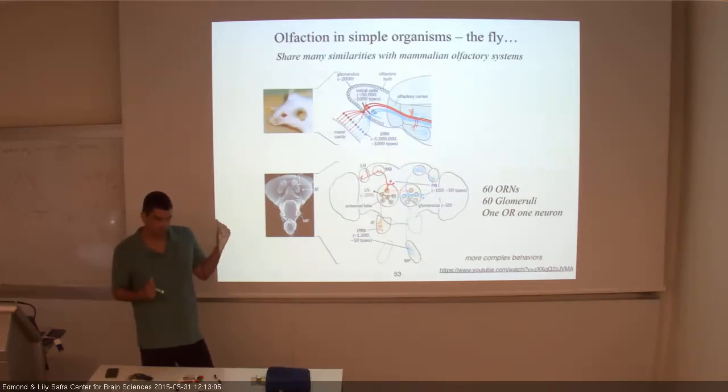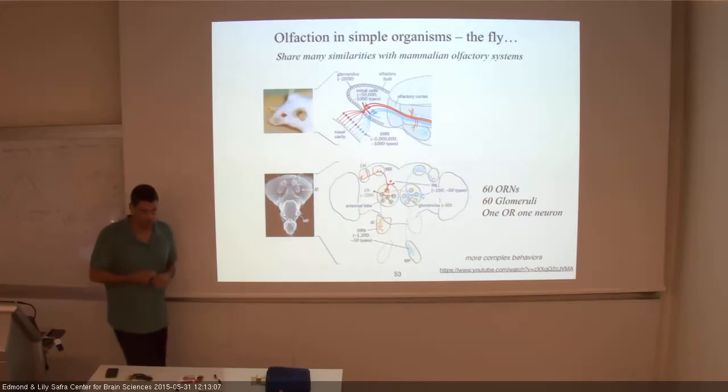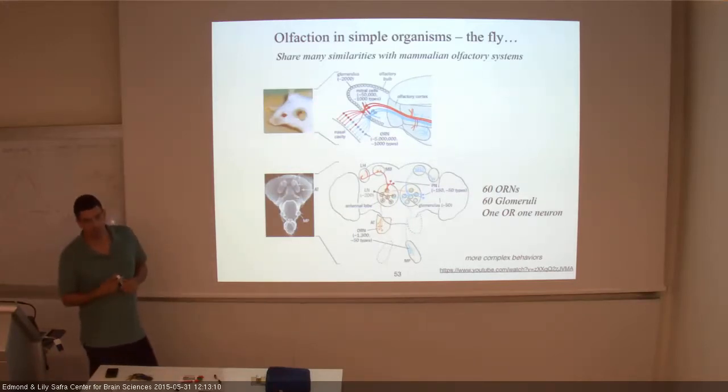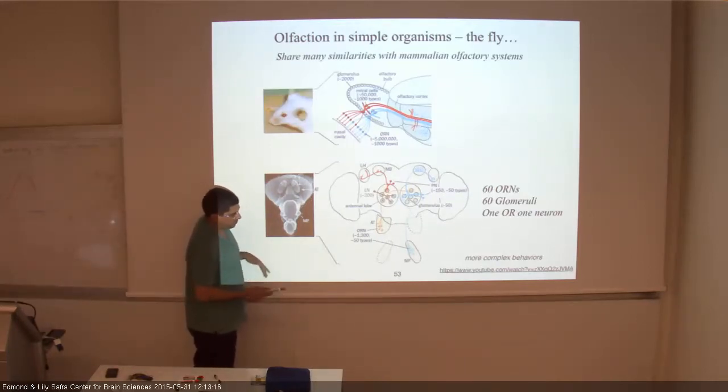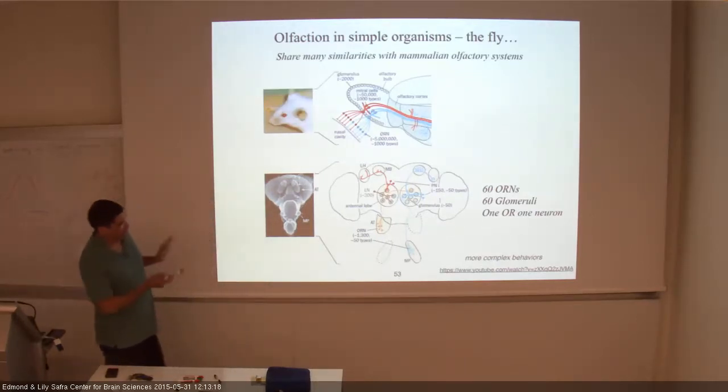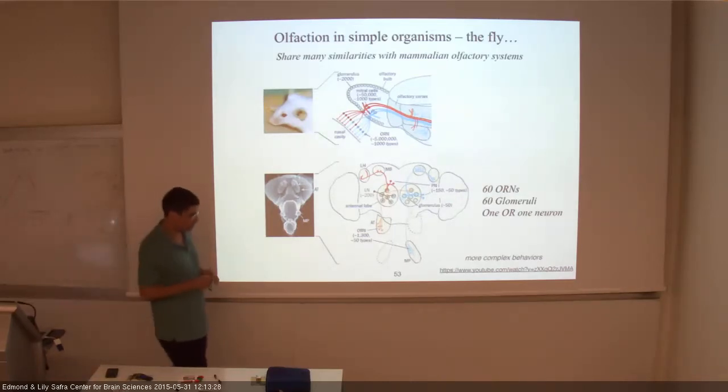But in imaging, it's very good because they can put in these genetically encoded calcium indicators. And it's very useful. Anyway, we know much more about the sensory systems of Drosophila and are starting to learn about mice. Again, that's the flavor of things I want to tell you in this course.